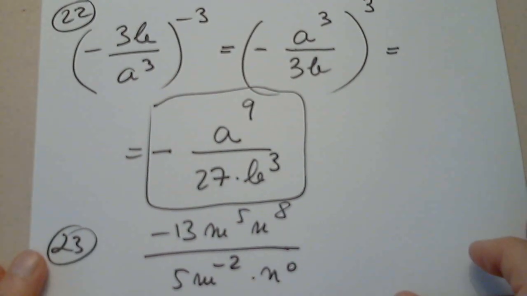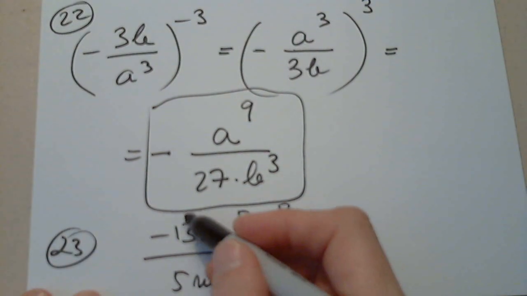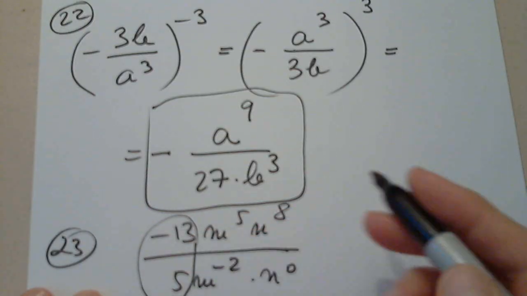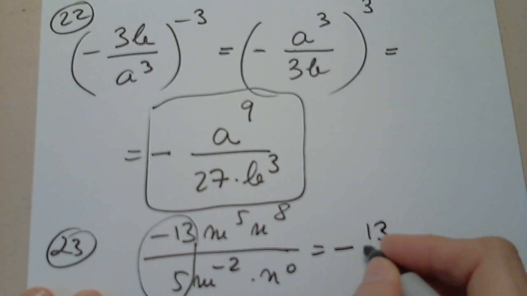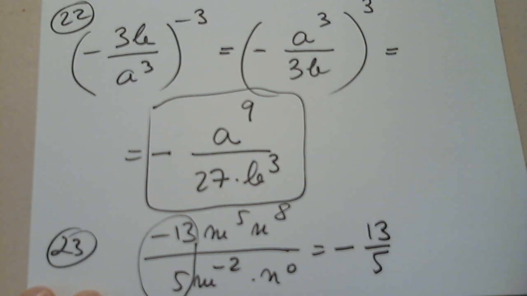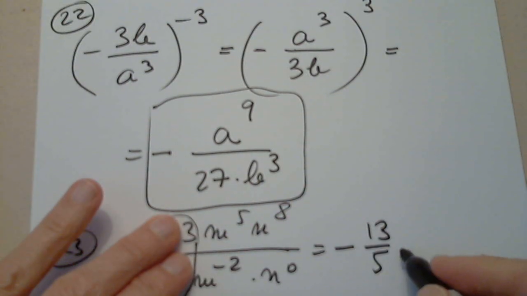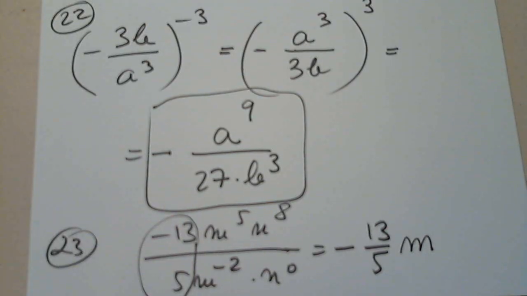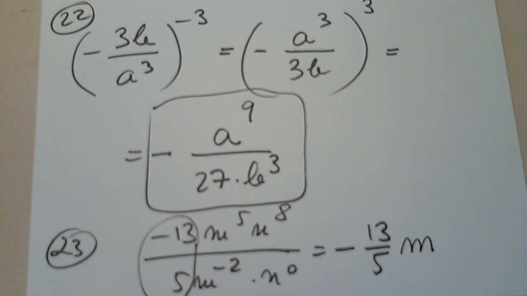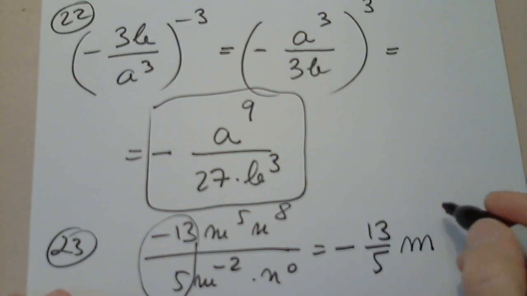So this is what I recommend on this problem. First, take care of the sign and the numbers. There is nothing you have to do here. There is negative, there is 13 divided by 5. Then, copy the base and subtract the exponents. 5 minus negative 2. What do we get? 5 minus negative 2. 7. Very good.